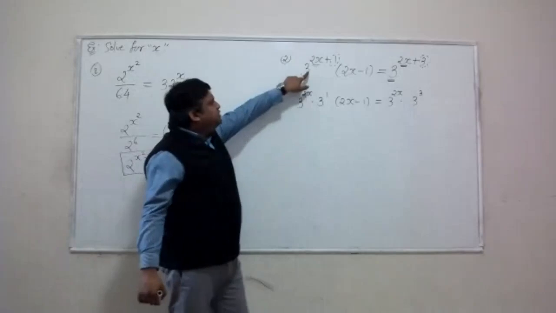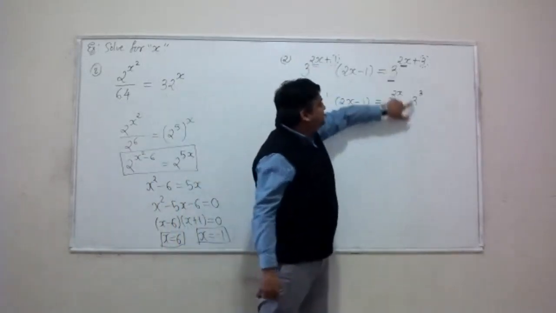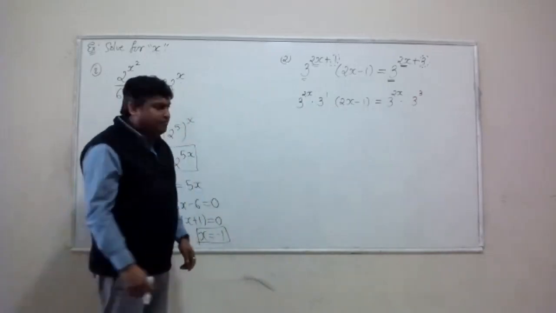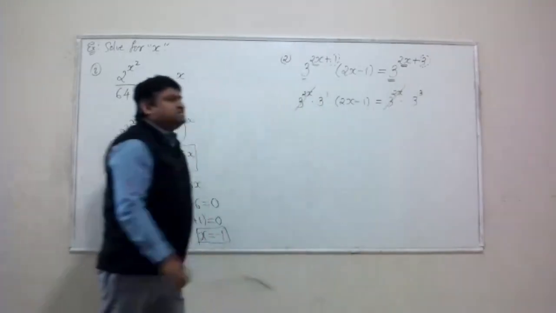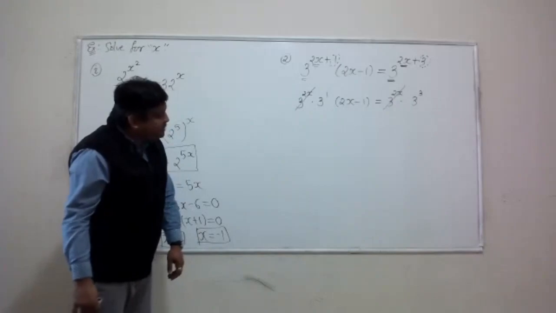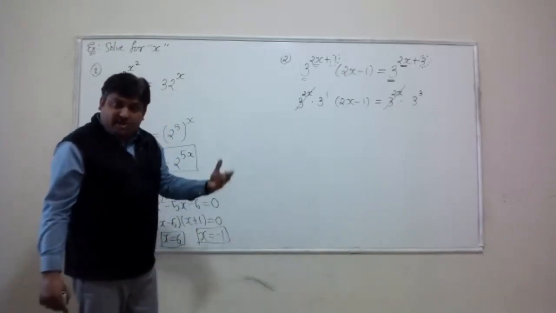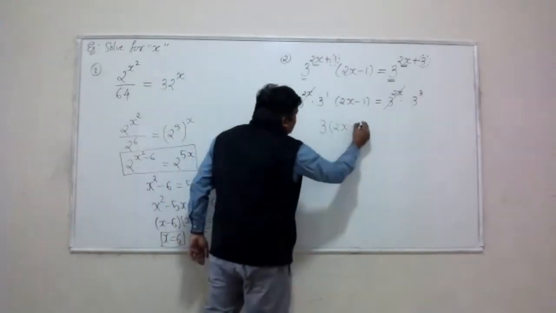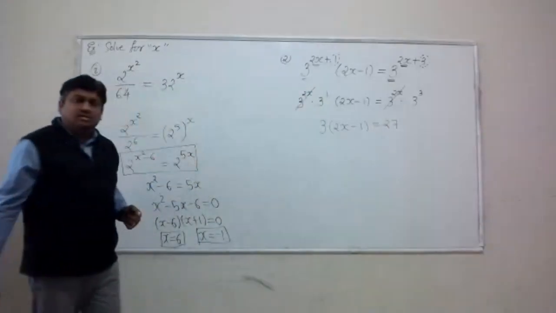I can write down 3 to the 2x plus 1 as 3 to the 2x times 3 to the 1. 3 to the 2x times 3 to the 3, right? So I'm breaking it down. Notice 3 to the 2x appears as a factor on both sides. Dividing both sides by 3 to the 2x will eliminate exponential term from your example. So technically this problem is simpler than the first one.